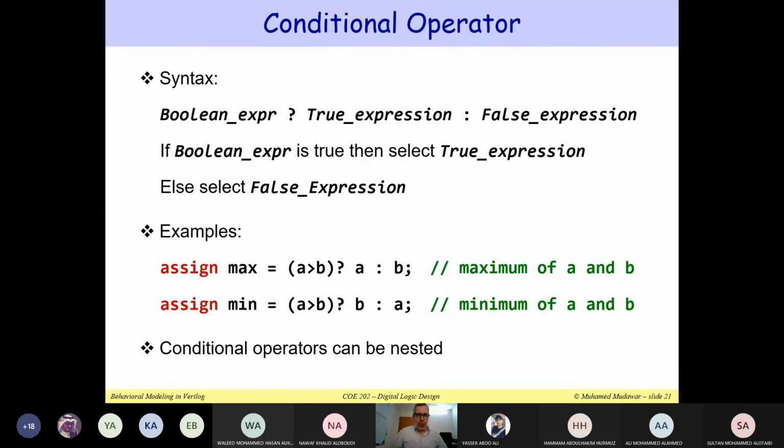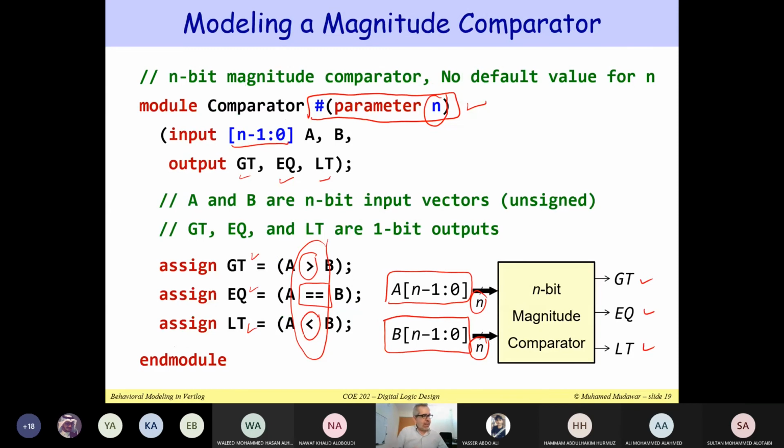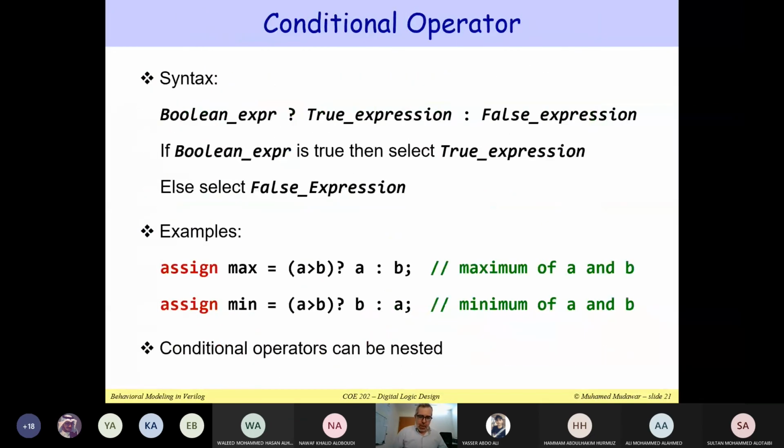Let me show you one more operator, which is called the conditional operator. We have seen many operators. For example, here we have seen the greater than operator, the equal operator, the less than operator. These actually are very powerful. You can use them to compare or to generate comparators. The plus operator, we use it to produce an adder. Okay, what else? We have this conditional operator.